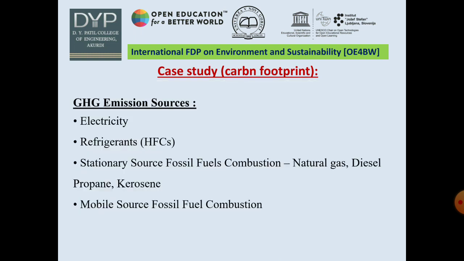So from that, they found these are the sources of greenhouse gas emission: electricity, refrigerant, stationary source of fossil fuel consumption, that is natural gas, diesel, propane, kerosene, and fossil fuel consumption in transportation.